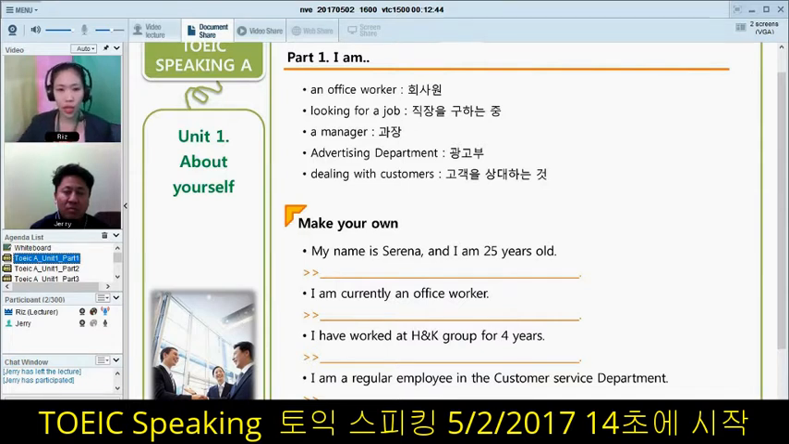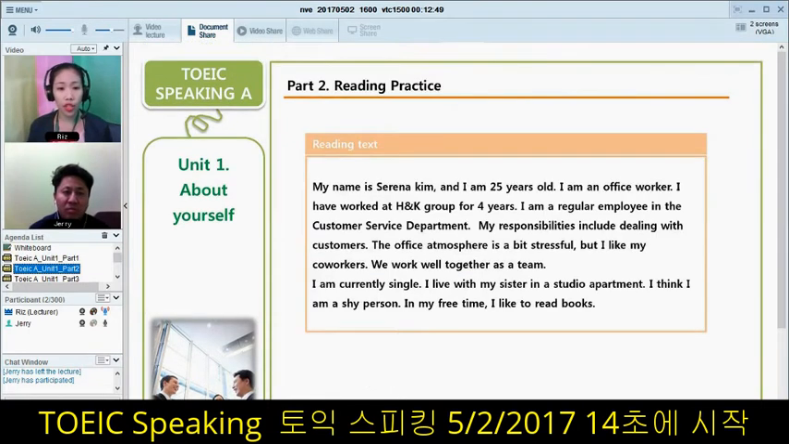But since you can do it, it's pretty obvious that we're going to have part two. This is still reading practice. This time I will give you 45 seconds of practice time to get ready for this one. I will give you another 45 seconds to read it on your own, like in the real TOEIC test. Your 45 seconds start now.